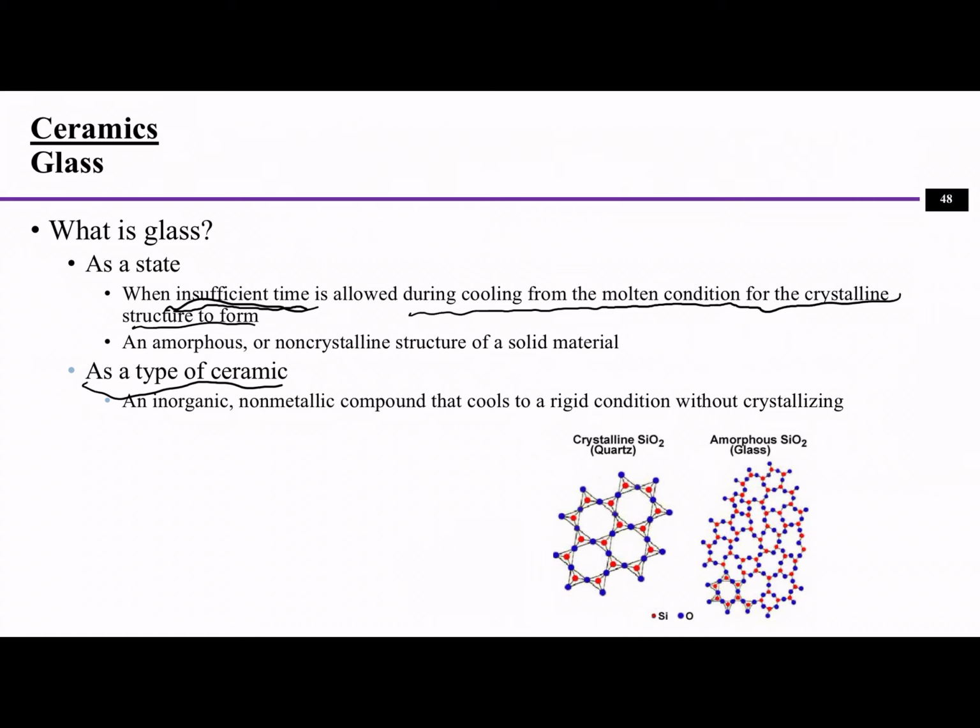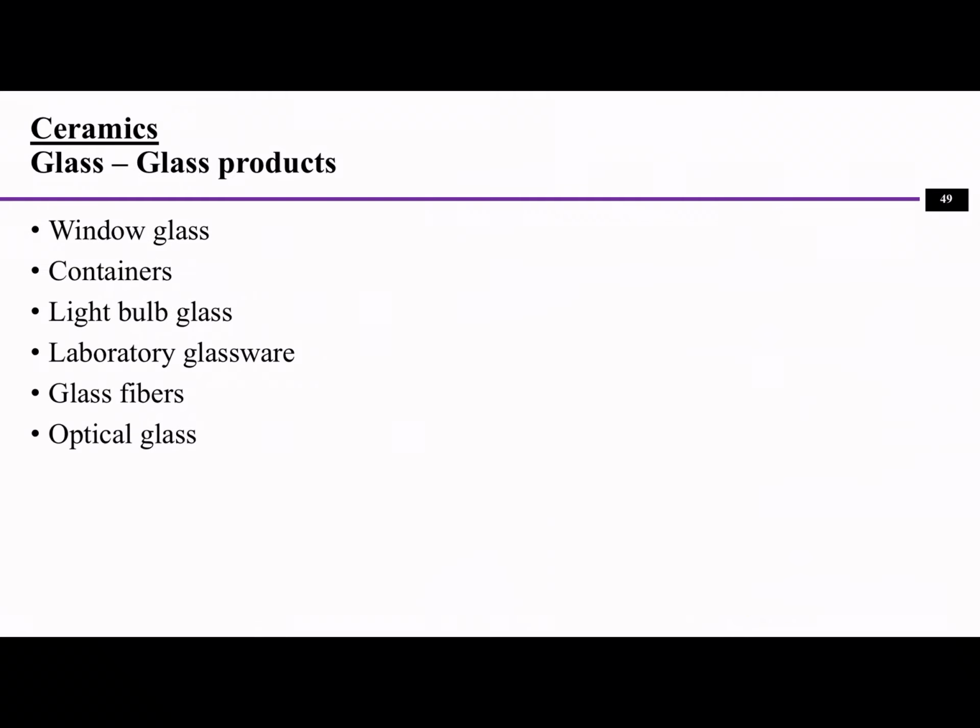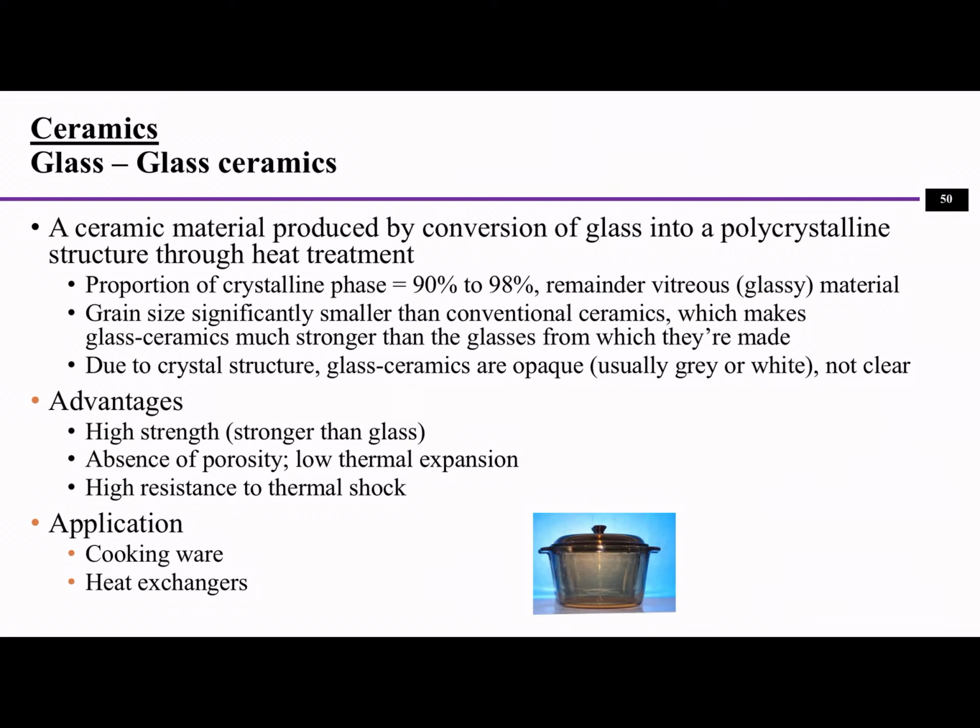As a type of ceramic, when we are talking about glass, mainly we are talking about the glass we see in our lives, right? It's a type of ceramic. It's an inorganic, non-metallic compound that cools to a rigid condition without crystallizing. Different glass products include window glass, containers, label glass, and also optical glass. Let's look at different products.